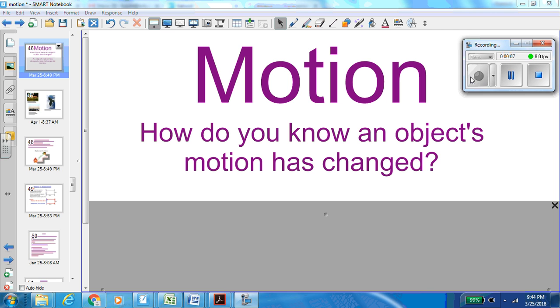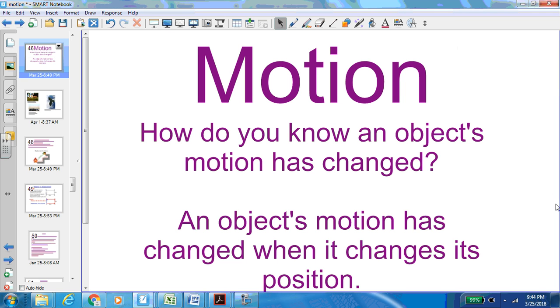Before we get into this video, I want you to think about a question here. How do you know an object's motion has changed? We know an object's motion has changed when it changes its position. That is how we often will know an object has changed if it's moved from one location to another. That is what we refer to as motion.